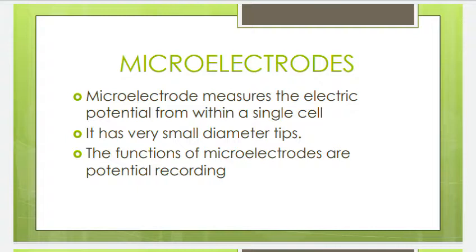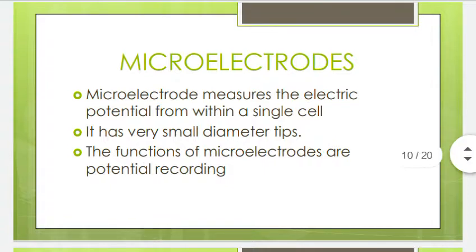Microelectrodes are divided into metallic and non-metallic. We already saw that microelectrodes are used to measure the electric potential within a single cell. So for measuring that potential from a single cell, we are using this microelectrode.